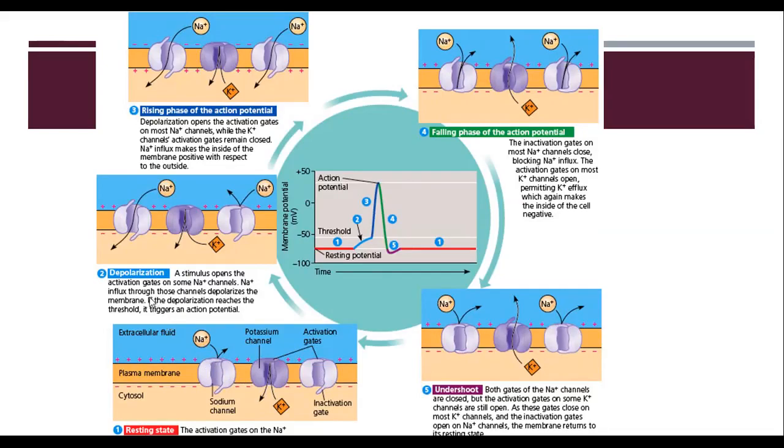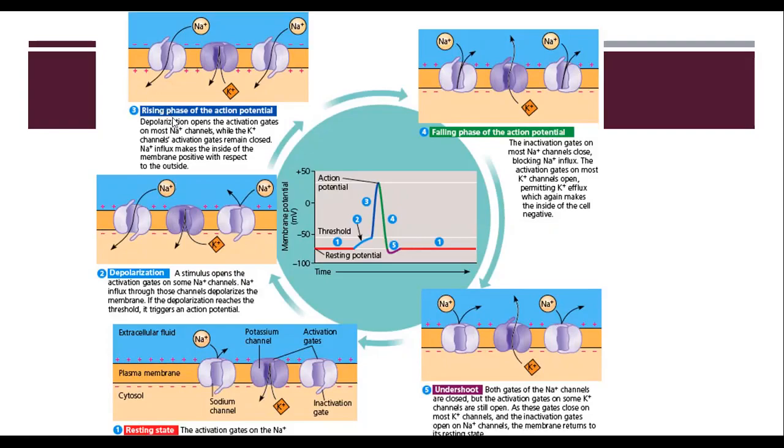Once depolarization happens, a stimulus opens the activation gates of some sodium channels. Sodium influx through those channels depolarizes the membrane. If the depolarization reaches a threshold, it triggers an action potential. This we all know, so there should be some threshold potential. Once you reach the threshold potential, the action potential starts. If the potential is less than the threshold, then the action potential will not start. So it's an all or none phenomenon.